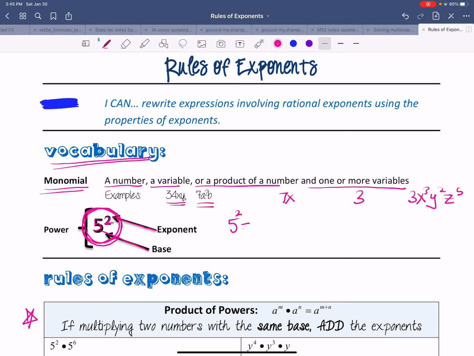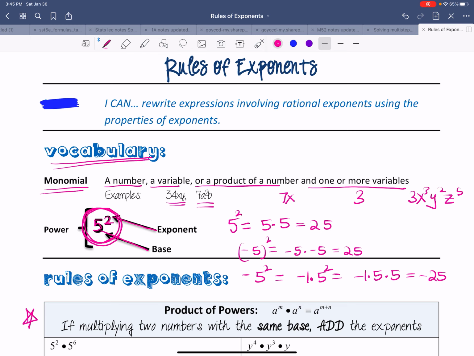5 squared does not mean 5 times 2. It means 5 multiplied with itself 2 times, which is 25. Negative 5 to the second power, with parentheses, is negative 5 times negative 5, which is positive 25. Negative 5 to the second power without any parentheses means negative 1 times 5 to the second power, which is negative 1 times 5 times 5, which is negative 25.